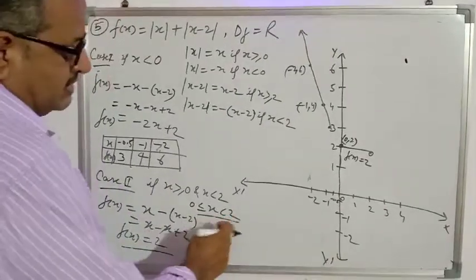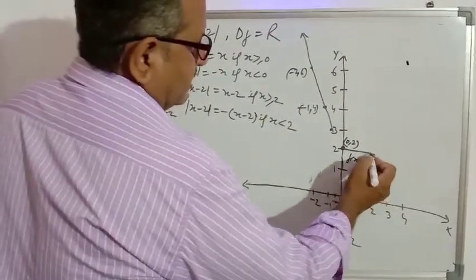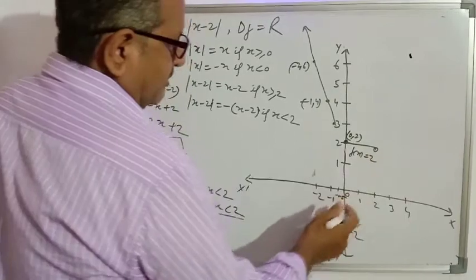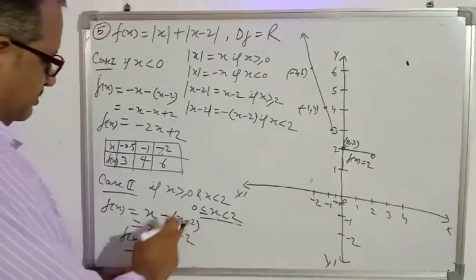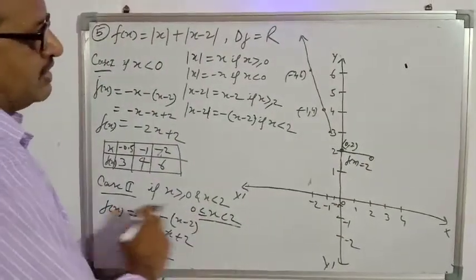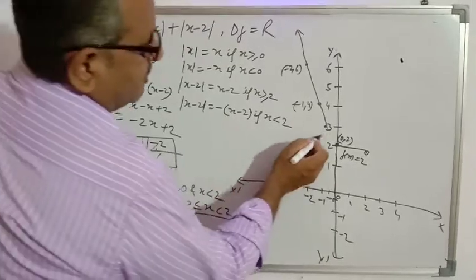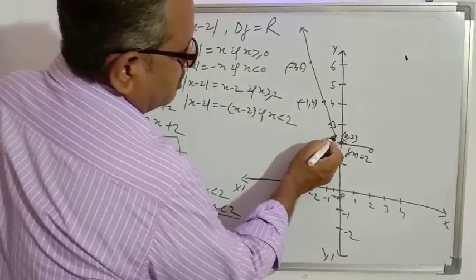I have taken less than 2, so at 2 we will make a blank circle. And here a dark circle, because at x equal to 0, f(x) is 2. We will join this also up to 0 like this.